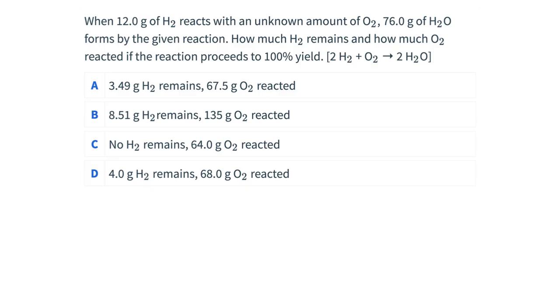So you have 12 grams of H2 and an unknown amount of oxygen. And when the reaction takes place, we form 76 grams of water by the given reaction of 2H2 plus O2 goes to 2 H2O. How much H2 is remaining and how much O2 had reacted with it if the reaction goes to 100% yield?